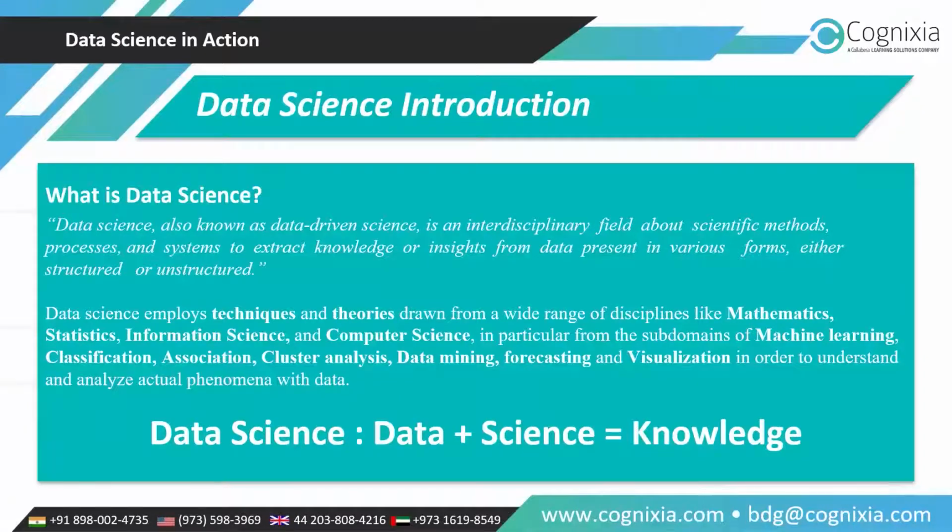So let me go through this particular definition of data science. Data science, also known as data driven science, is an interdisciplinary field about the scientific methods, processes, and systems to extract knowledge or insights from data present in various forms, either structured or unstructured. This is a very standard, very accurate definition, but we don't need to remember it. Even if you remember this definition and someone asks you what is data science and you give this answer, believe me, that is not going to work. The expectation is that you understand what data science is.